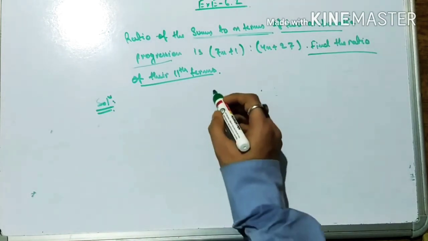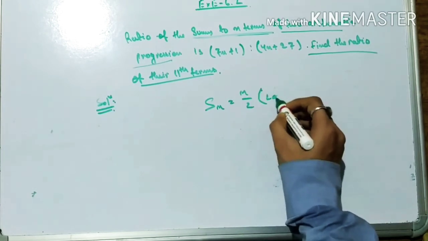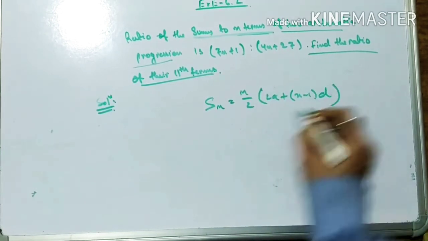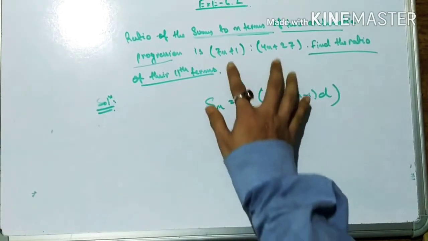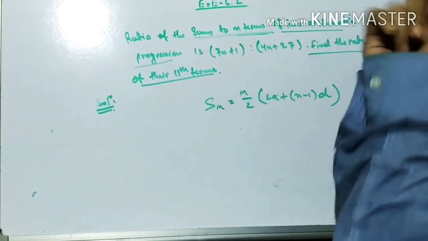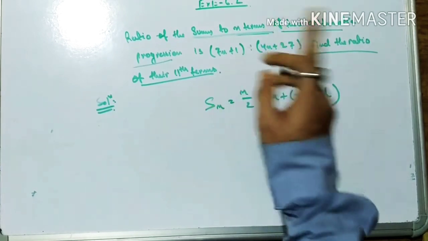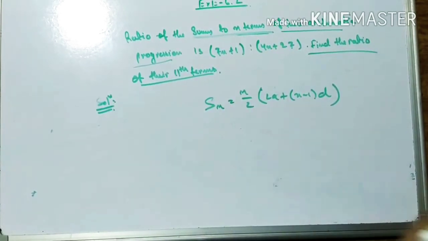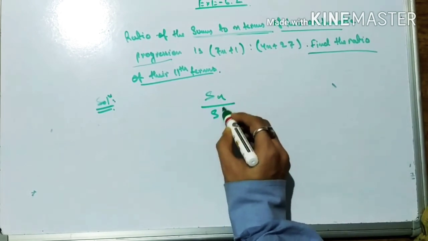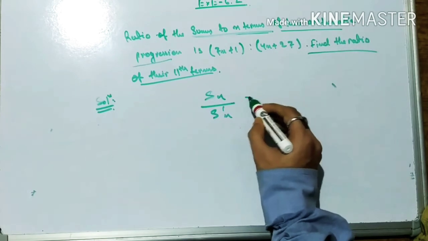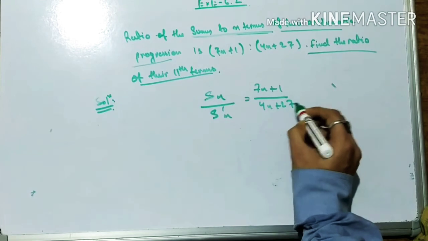By what formula do we write it? We write it by the formula Sn is equal to n by 2 into (twice a plus (n minus 1) into d). Yes, so in here two arithmetic progressions are there whose ratio of the sum is given up to n terms. Understand? So therefore I can write Sn by S dash n is equal to (7n plus 1) / (4n plus 27).